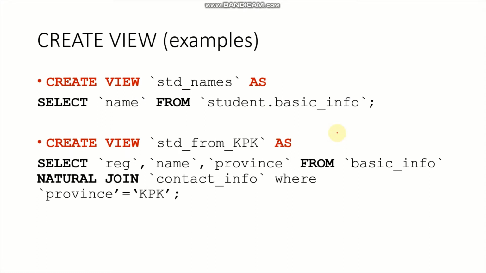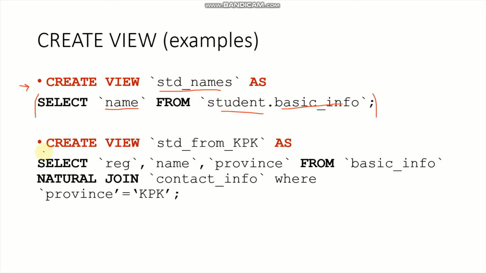Here we have two examples for creating a view. In the first example, the name of the view which will be created is std_names, and it has a simple select query. This query will get the values for the name attribute from the student database, and inside this database we have a table basic_info. There might be many attributes in basic_info, so this query will get only the values for the name attribute, and the result will be stored in the std_names view.